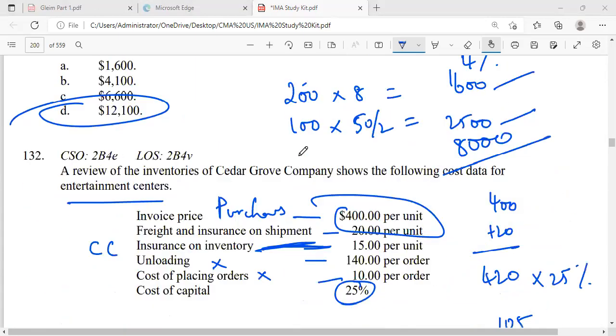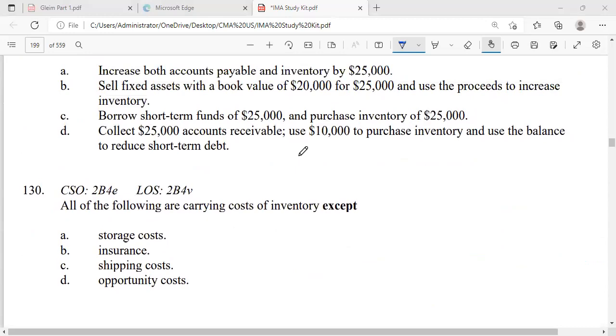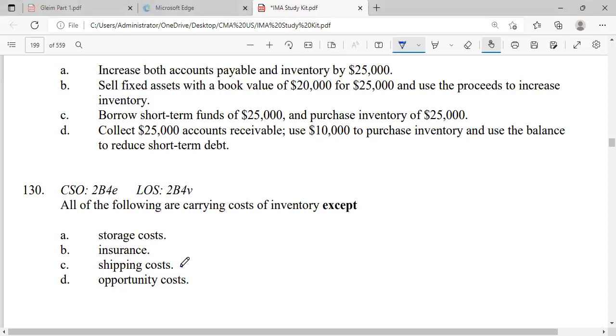Now coming back here. All of the following are carrying cost of inventory except: storage, insurance, shipping, opportunity. Tell me, what is it? No, obviously it is shipping cost. Shipping cost will come under ordering cost or purchase cost. Storage cost, insurance cost, opportunity cost. These all are the cost of carrying.